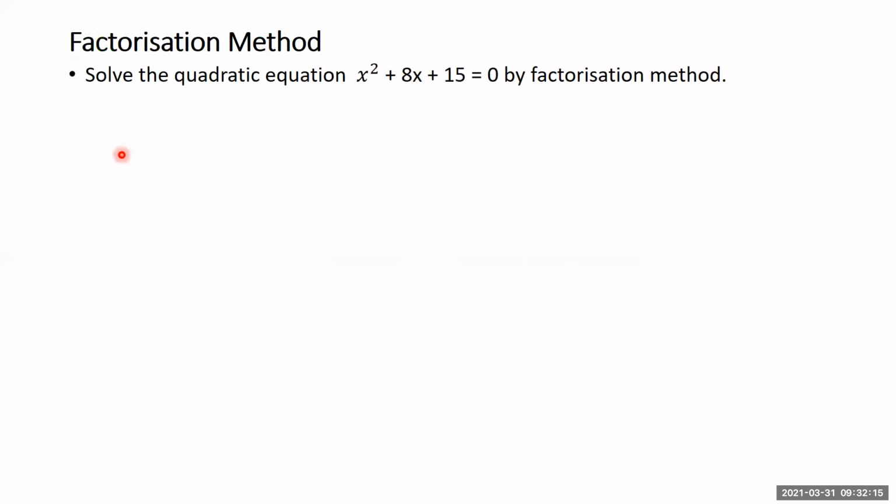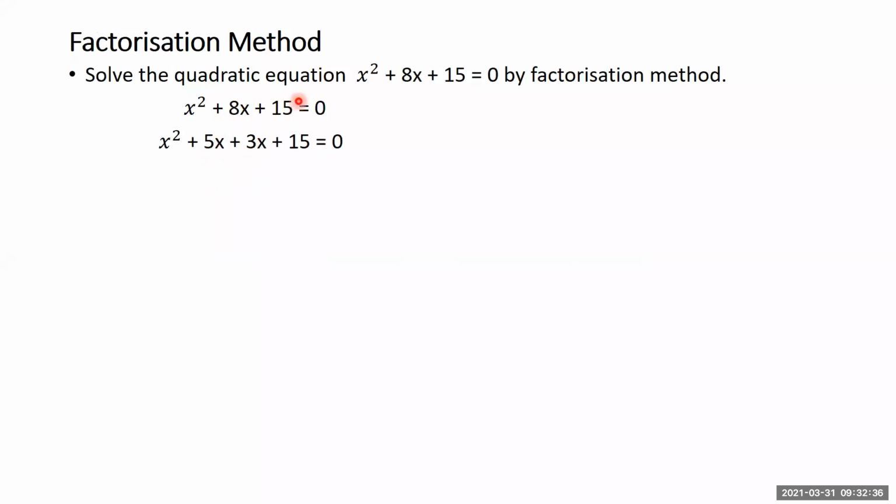Now the factorization method. In this method, we have to solve the quadratic equation. So there are 2 methods: one is factorization and another one is the formula method. For the factorization method, just write the question and then you have to split the middle term. Find the 2 numbers.